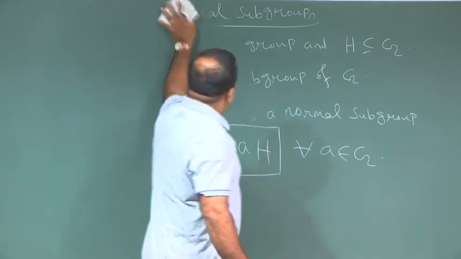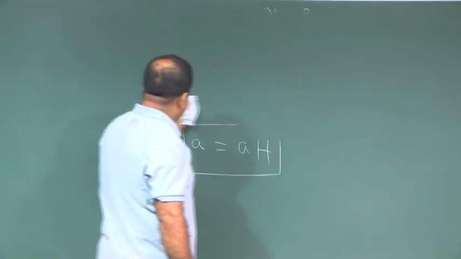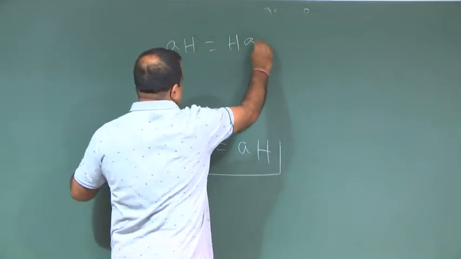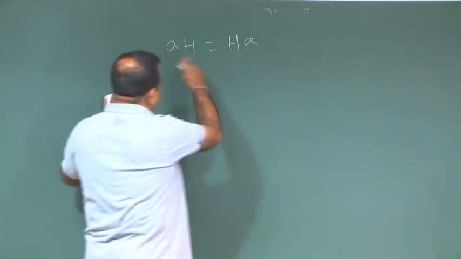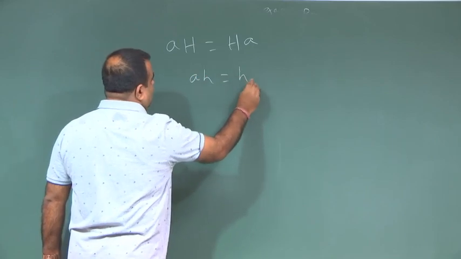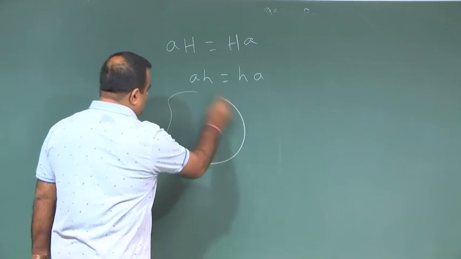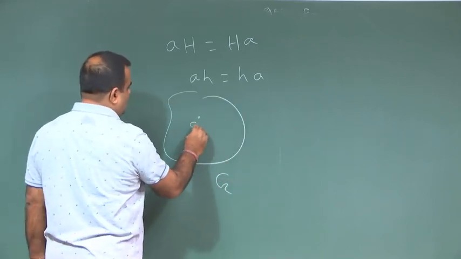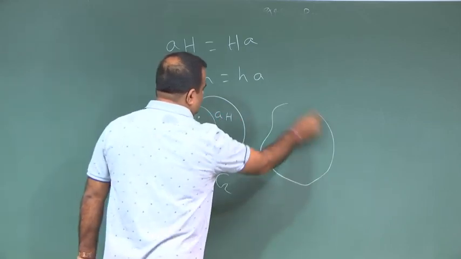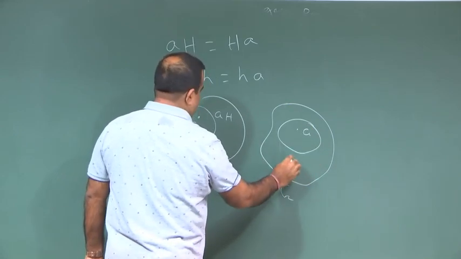So, we want the left coset and right coset to be the same. So, we want H a equal to a H. That means these two sets are the same. This is not telling us that h must be equal to h a. No, this is not telling us this. So, this is the group. If you take an element a over here, then this is a H, and if you take the same element, this is H a.